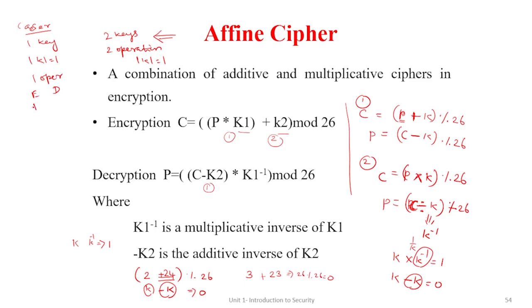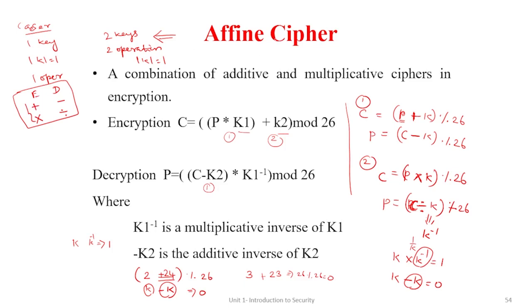In Caesar cipher, if you use addition in encryption, decryption uses subtraction; if encryption uses multiplication, decryption uses division or the multiplicative inverse. So this concept is available in the Caesar cipher. But in the affine cipher, these two operations are combined and performed both at encryption and at decryption. So this is the concept of the affine cipher.